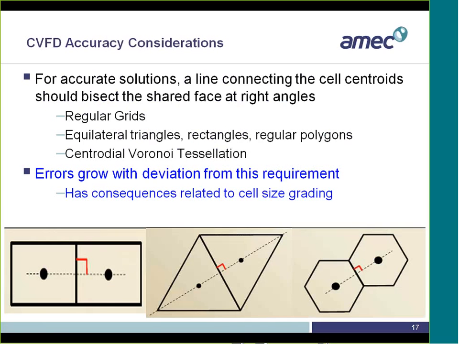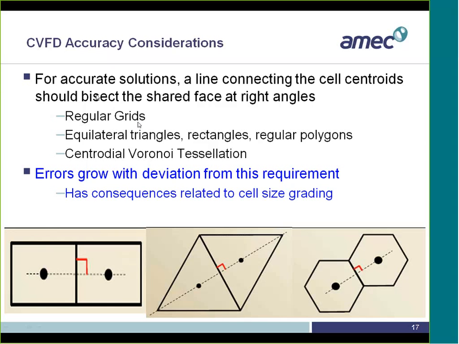Okay, so CVFD has some accuracy considerations. I mentioned that earlier. Essentially, for accurate solutions, the line connecting the cell centroids should bisect the shared face at right angles. And that is why there is caution in using CVFD, that if you just use any old grid type, there could be errors generated because of the grid type you used.